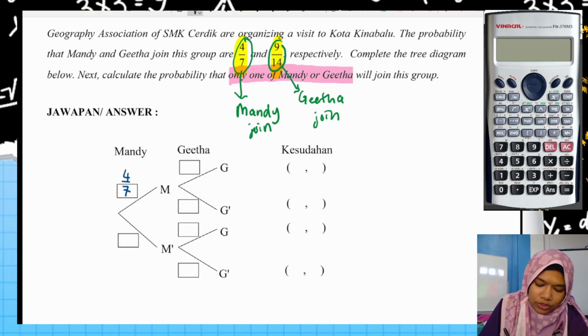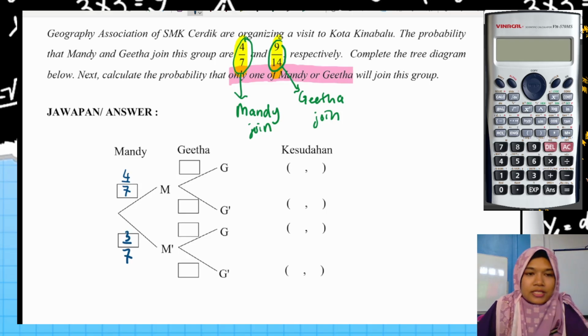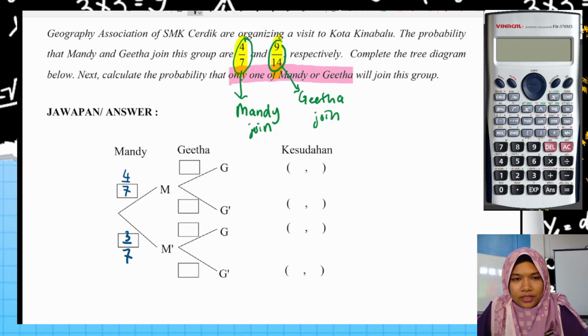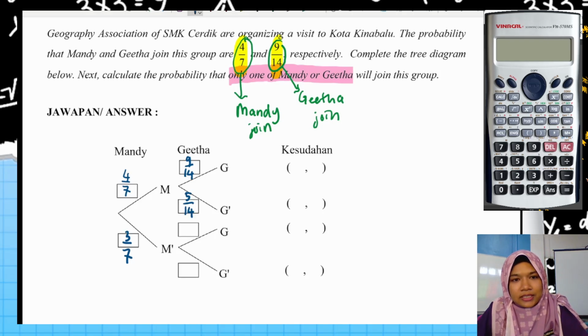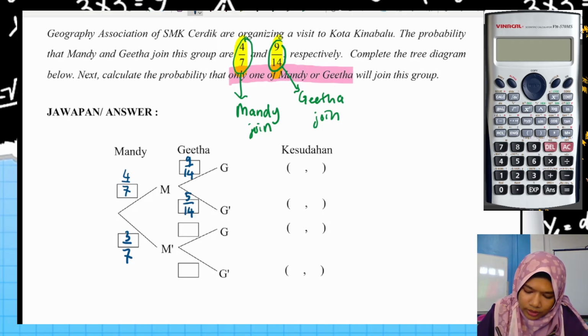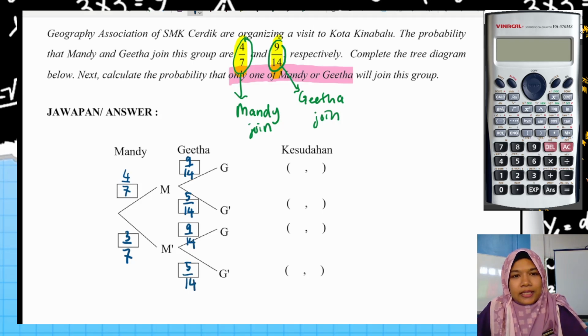Okay, Mandy not join is 3 over 7. And then Gita. Okay, Gita join is 9 over 14. And Gita not join berapa? 5 over 14. Okay, sama je yang ni. Gita join 9 over 14. Gita not join 5 over 14.